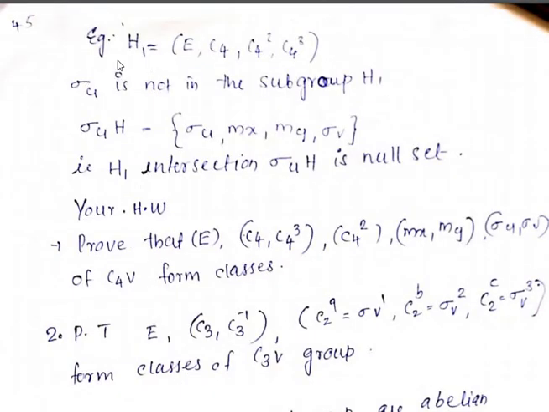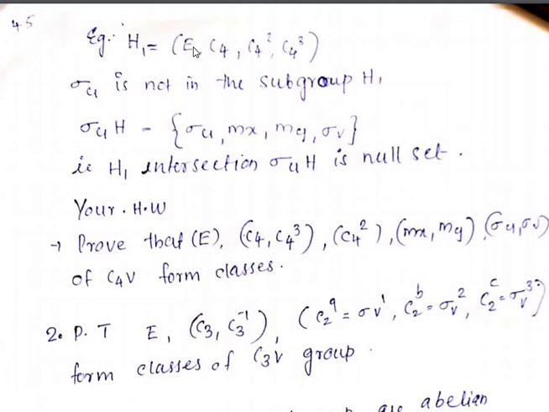We can prove that this H union xH is a null set using an example of the C4v group. We know that the subgroup H1 is equal to E, C4, C4^2, C4^3. So we multiply this with an element which is not in H1 but in G, suppose it is sigma u, which is not in the subgroup H. So sigma u into H.